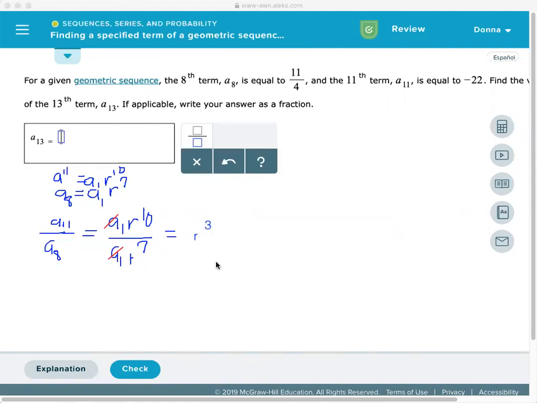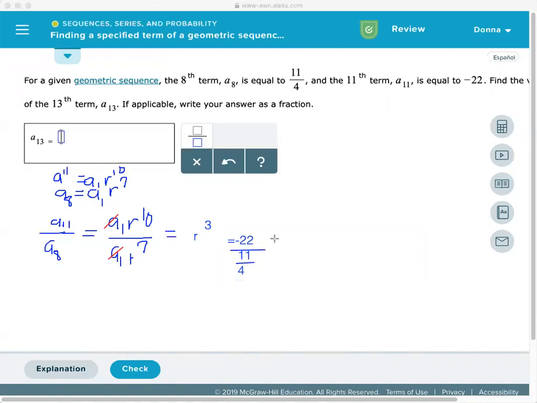And so we have A11 over A8 is r cubed. So A11 is negative 22. So we know that that's equal to negative 22 divided by 11/4. And so when we do that division, we have r cubed is equal to negative 22 divided by 11/4.